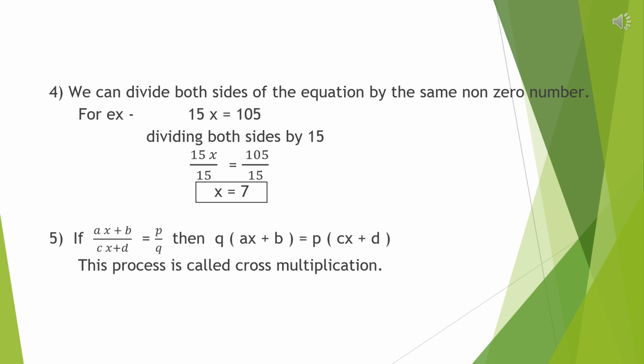Rule 5: If (ax plus b) divided by (cx plus d) equals p upon q, then we have to apply q multiplied by (ax plus b) equals p multiplied by (cx plus d). This process is called cross multiplication. As you see, I have always applied the opposite operation to remove a particular number either from the LHS or from the RHS.